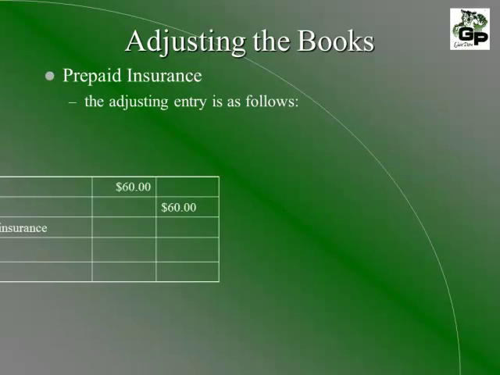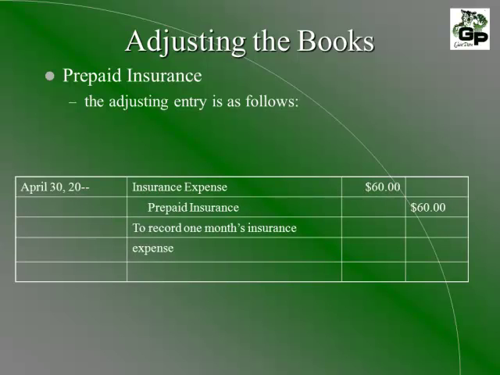The adjusting entry is as follows. There is an insurance expense that is debited $60, and the prepaid insurance account is credited $60. The description is to record 1 month's insurance expense.